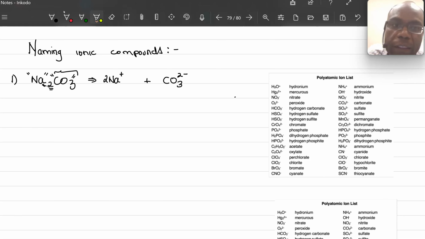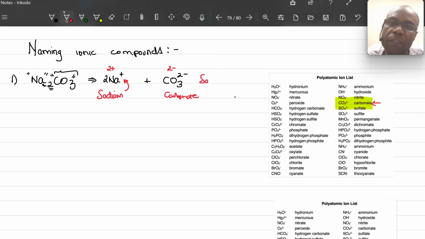If you want to find it, you will find it in our polyatomic list. It's right here. Carbonate, you see it. I highlighted too much, but it's this one. It has a 2-, something to memorize. Remember, sodium will be 2+, carbonate 2-, so they cancel out. Sodium does not have any other charge but plus, so we just call it sodium, and this is carbonate. So the name of this compound is sodium carbonate.